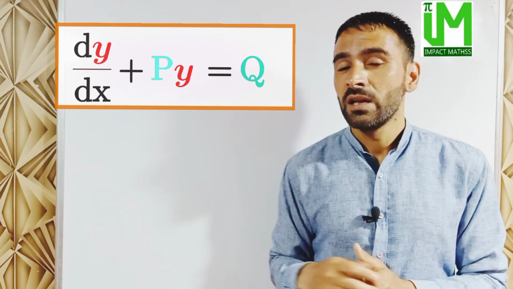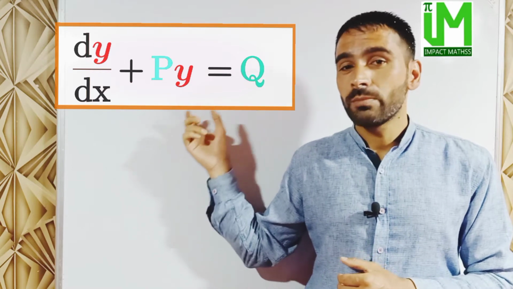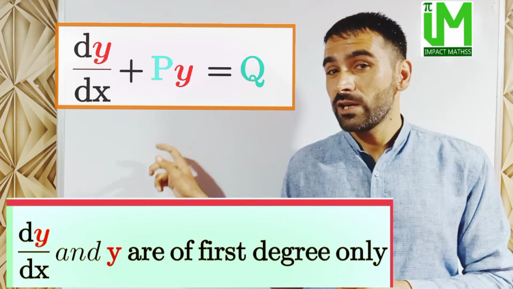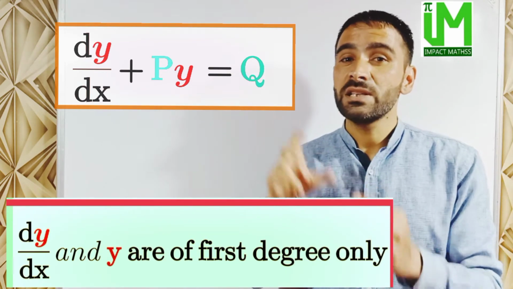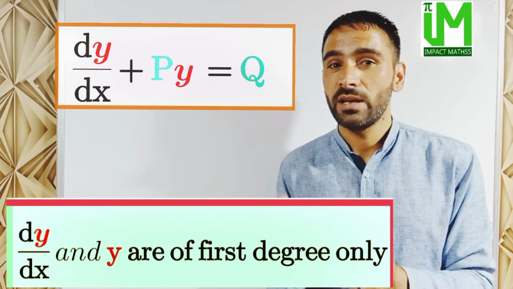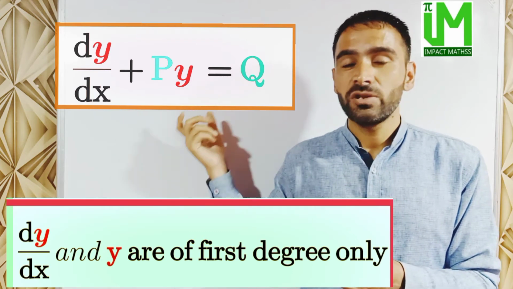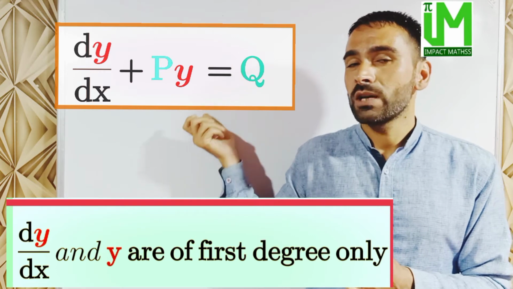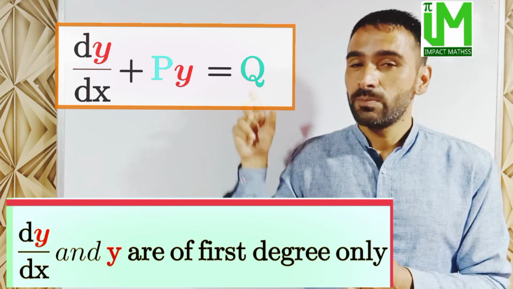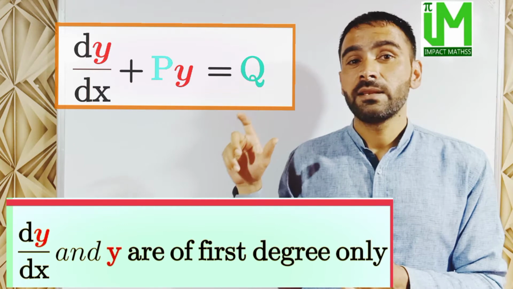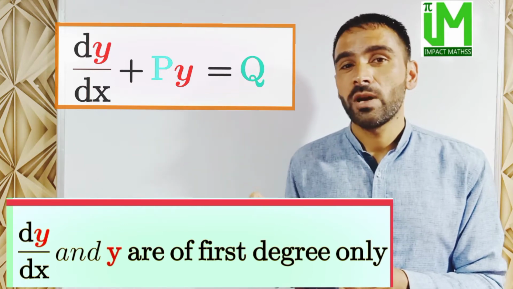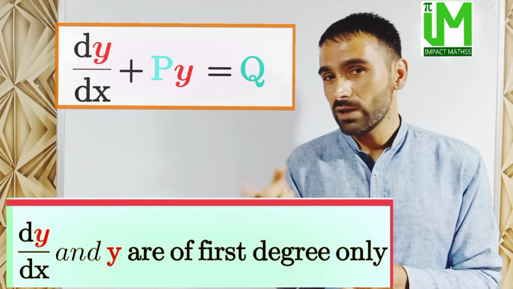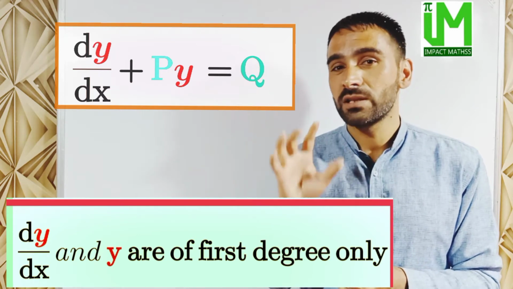be linear, is that the derivative of the dependent variable with respect to independent variable and the dependent variable itself has to be of first degree. They have to be first degree. So dy by dx first degree, first order first degree, and then y should be of first degree. So dependent variable y and the derivative of the dependent variable, they have to be of first degree. First degree means of degree 1 means linear.